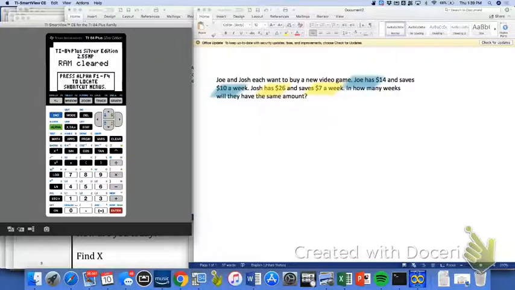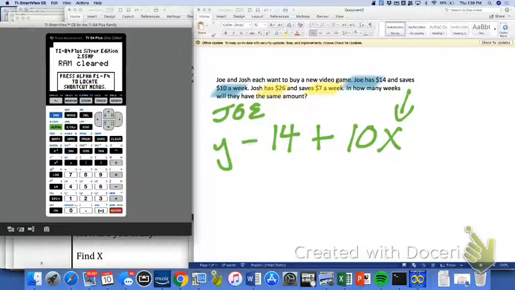So Joe has $14, plus he is saving $10 every week. We're going to use X to represent the number of weeks, because obviously every week that goes by, he saves more money. So your number of weeks is your independent variable, because the money he has depends on how many weeks he saves. So the equation to represent Joe would be Y equals the $14 he started with plus $10 per week.